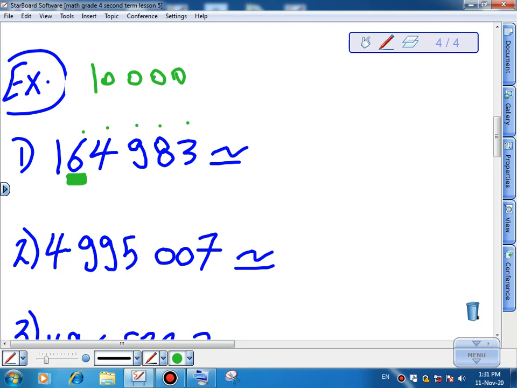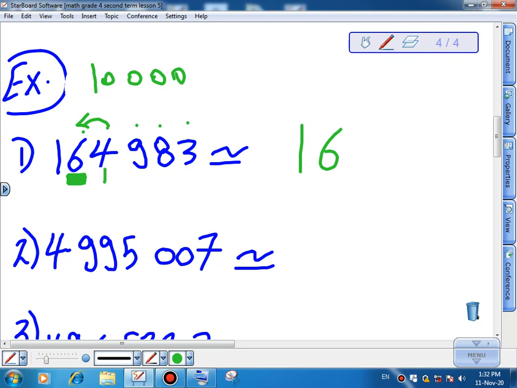The number to the right of 6 is 4. Is 4 a weak number or a strong number? 4 is a weak number, so I will do nothing. 6 will be 6, and the number before 6 will be 1, as it is. You will never change the numbers before the 10,000 place. You will change only the digits after the 10,000 place. 6 will be 6, 1 will be 1.